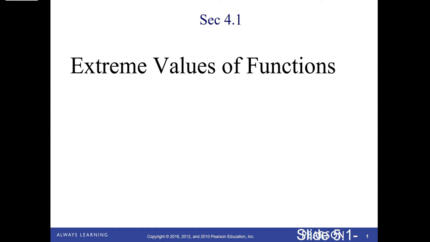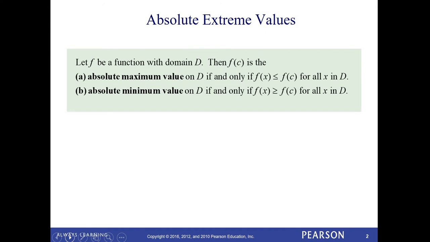Section 4.1 is extreme values of functions. So our definition: let f be a function with domain D. Then f of c, that's our function value, is the absolute maximum value on D if and only if every f of x is less than or equal to f of c, and it's the absolute minimum if and only if every value of f of x is greater than or equal to f of c.